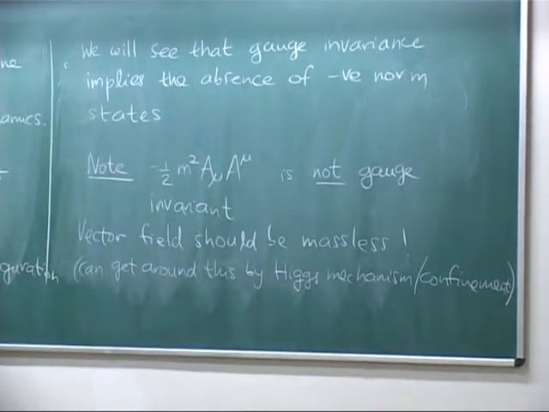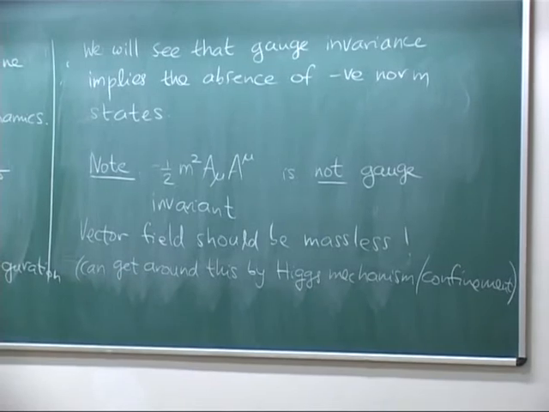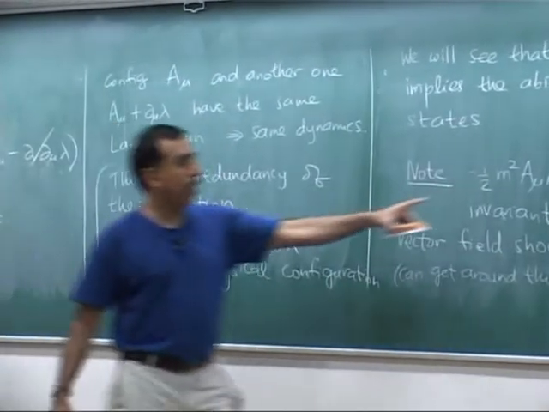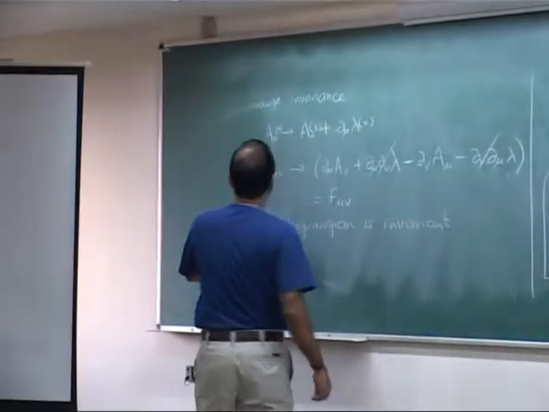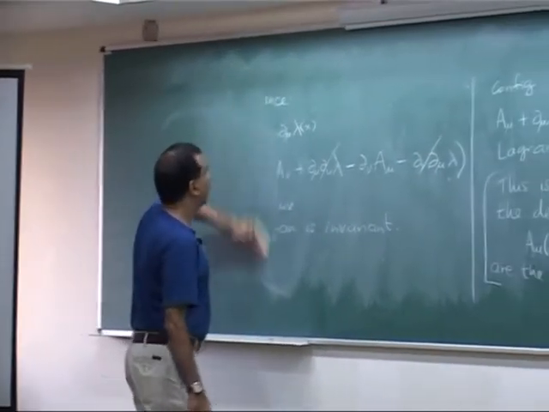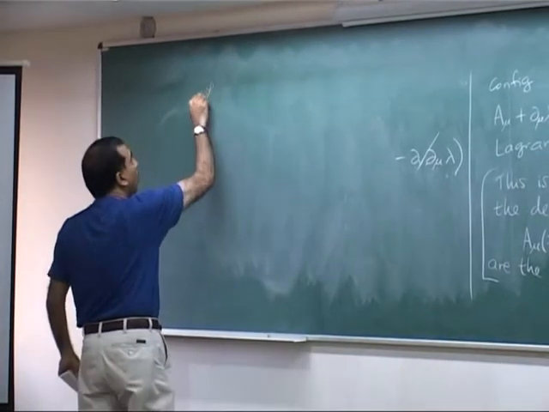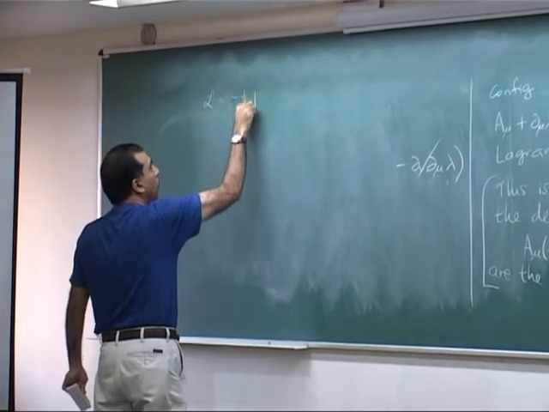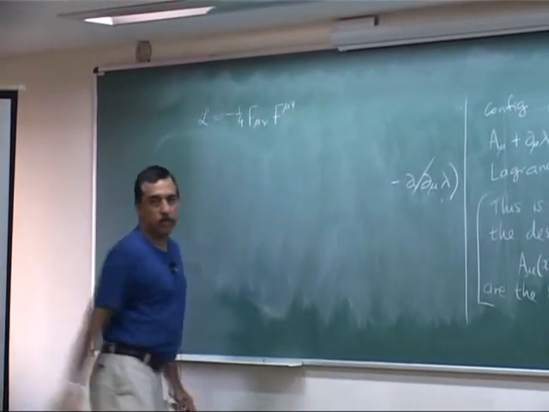These things we'll come back to at the end of this course. For our present purpose, we stick with the fact that you simply can't add a mass term, and so we are going to study quantization of the free Maxwell Lagrangian without the addition of a mass term.